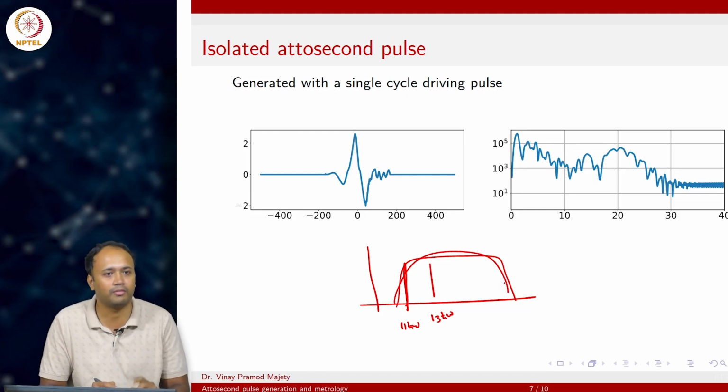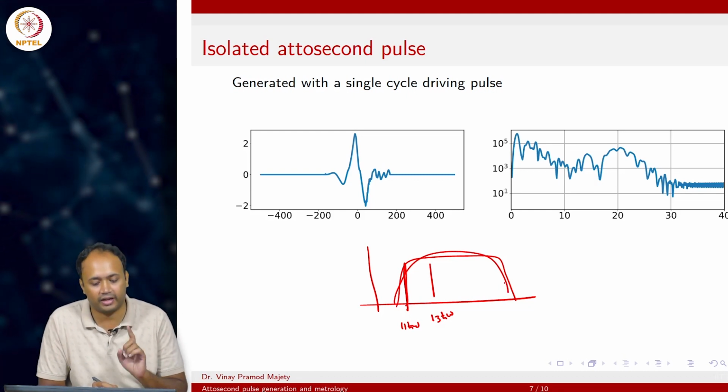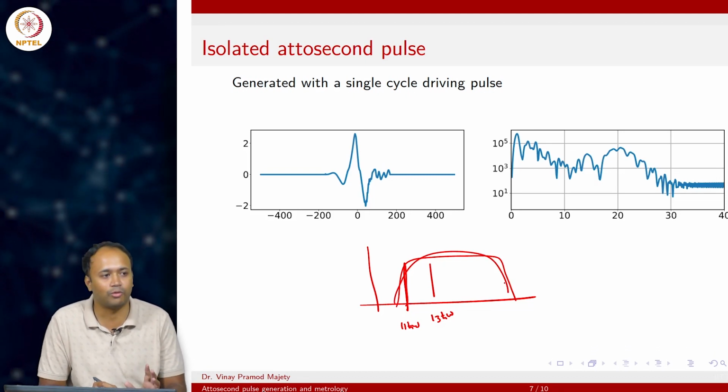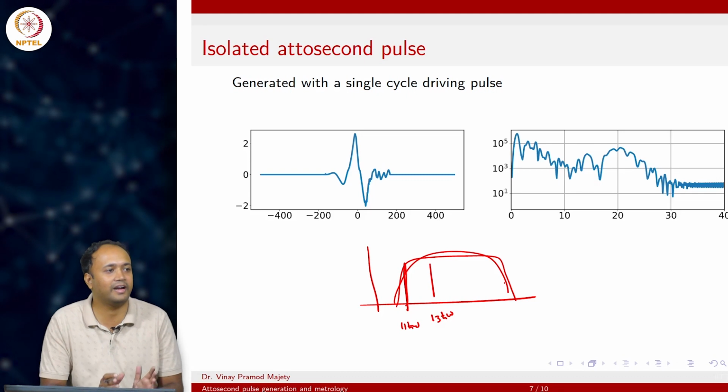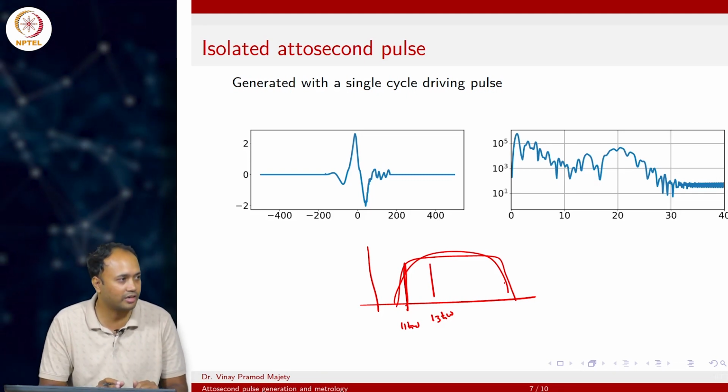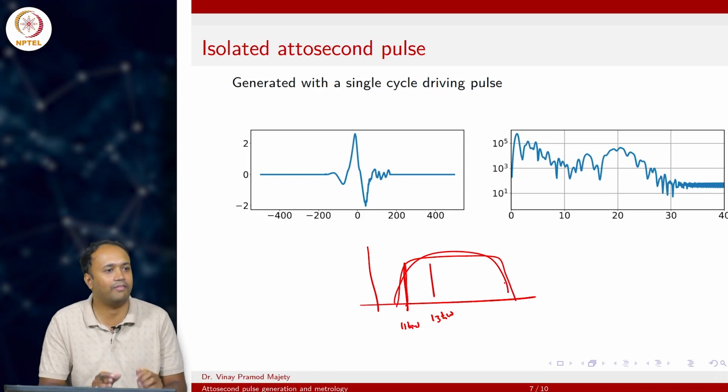So that's one important point to note, that when I have a single attosecond pulse or an isolated attosecond pulse, I do not have harmonics. I have electromagnetic radiation spanning the same window, but I don't have specifically harmonics. Okay? I have a broadband pulse.